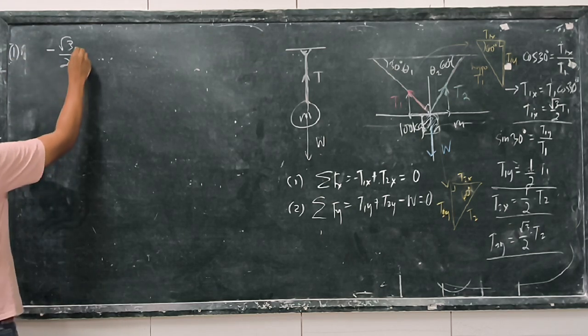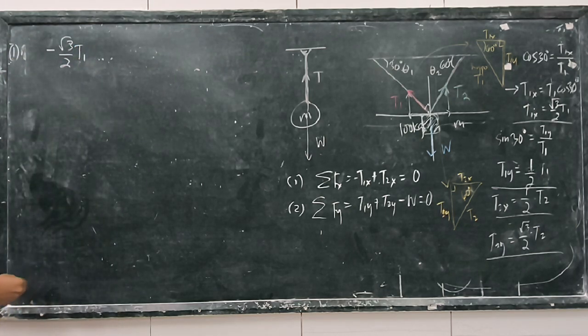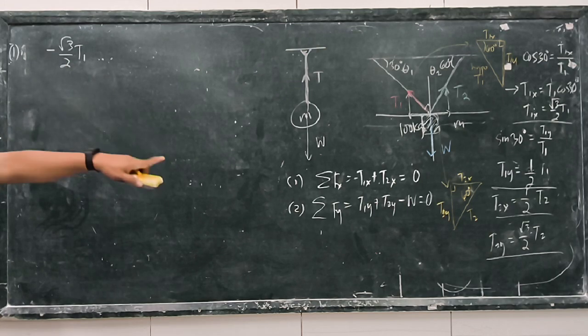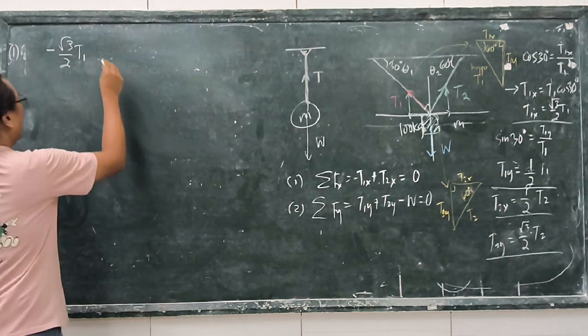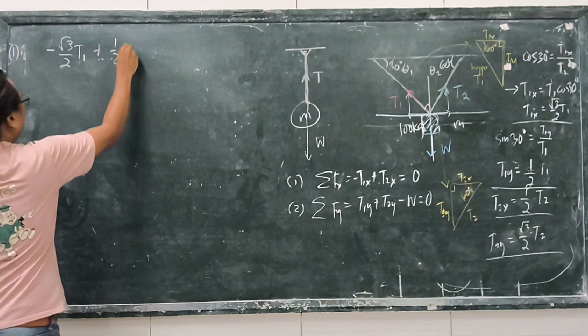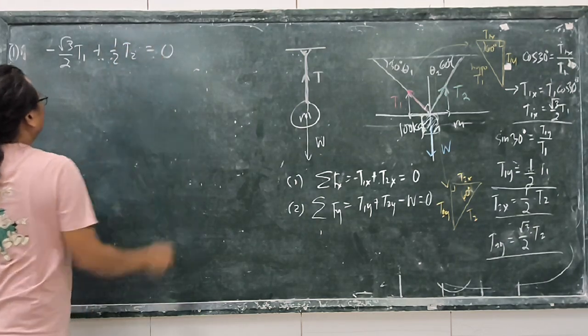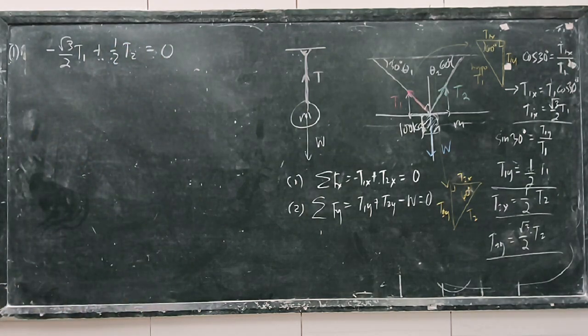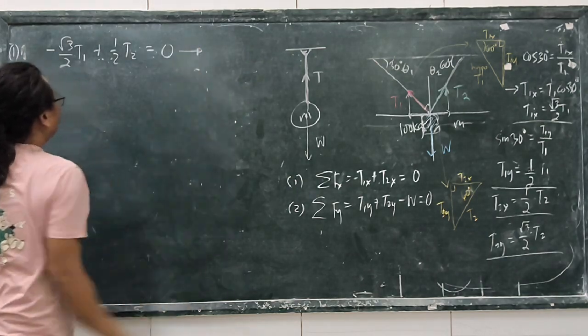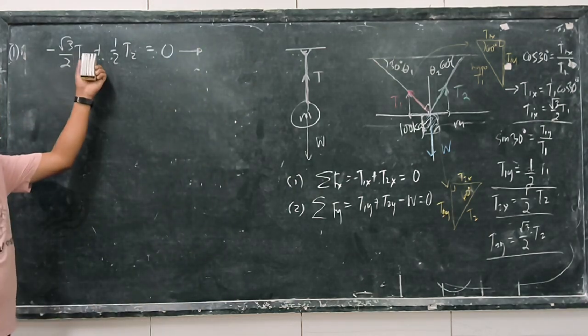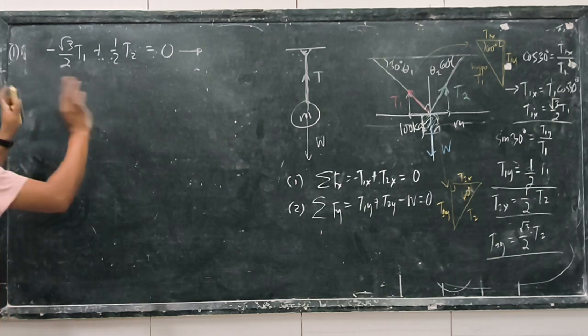Equation 1: square root of 3 over 2 T1, right? Plus T2x is 1/2 T2, plus 1/2 T2 equals 0. Right? From here, we can express T1, but first, let me write the equation.